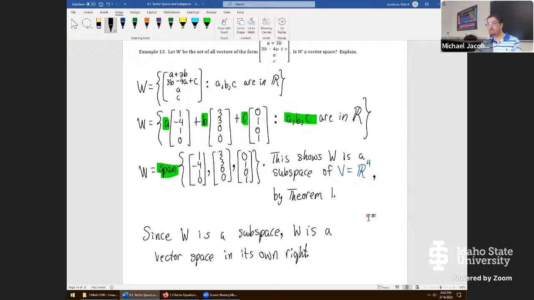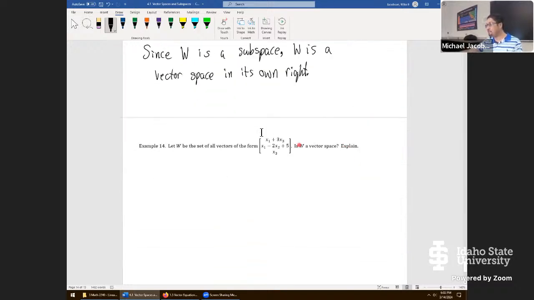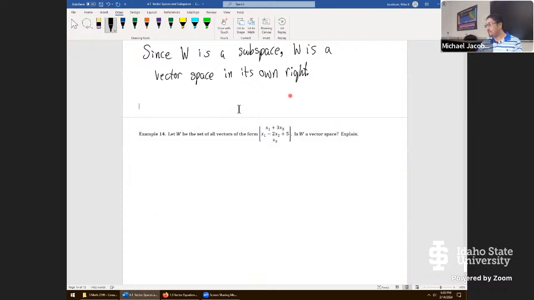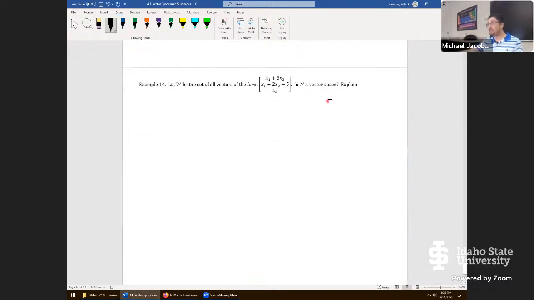Okay, well, we're on to the last problem of the notes. Here's example 14. Now, this one is concerning in a way, but you might notice it doesn't look right. What would you say is a little bit off about this set of vectors? Exactly. If you notice that that 5 is a problem, you're on the right track.